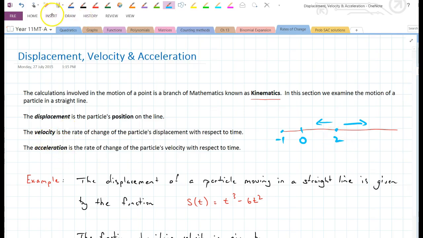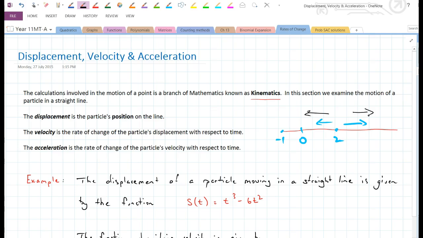Now, the velocity is the rate of change of the particle's displacement with respect to time. That makes sense. We understand that as a particle moves backwards and forwards, we can calculate its velocity. Velocity is different to speed. Speed is not directional, it's not concerned with direction. It's just how fast. Velocity is concerned with direction. So if a particle is going this way, then it has negative velocity. If it's going this way, it has positive velocity.